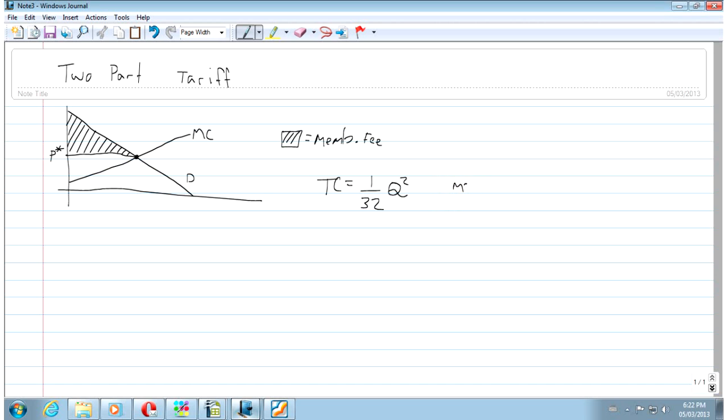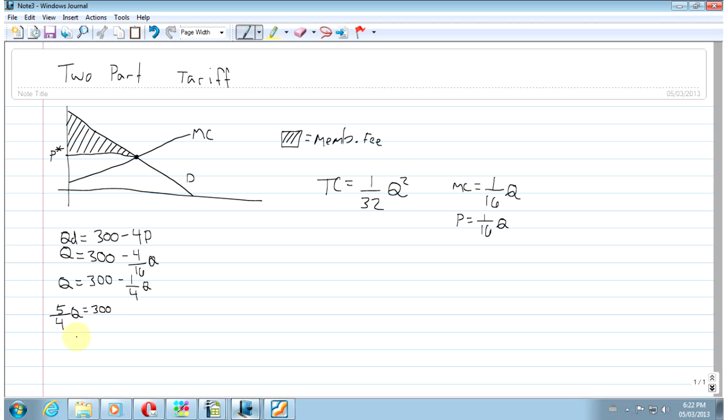So if this is total cost, then marginal cost is just 1/16 Q. Okay, so if marginal cost is equal to price, then P equals 1 over 16 Q. And I already have from before that demand is 300 minus 4P, P being 1/16 Q. So Q equals 300 minus 4 over 16 Q. Q equals 300 minus 1 over 4 Q. 5 over 4 Q equals 300. Q equals 240. Okay, so that's the number of games that are going to be played on your course.